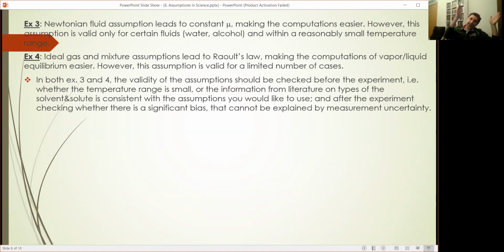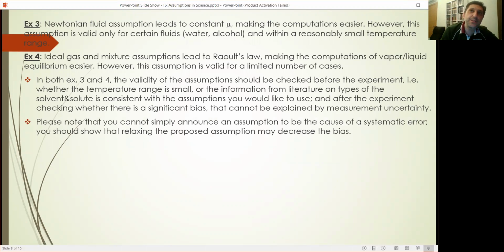But at the end of the day, if you decide that you make this assumption, after you do all the calculations, always check whether there's a discrepancy between your results and your theoretical calculations.